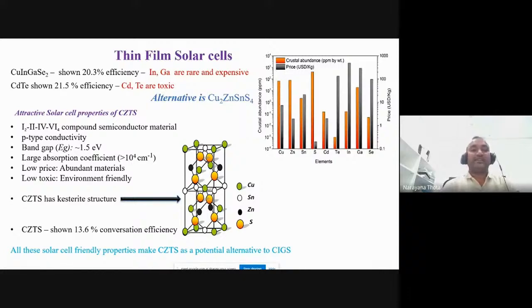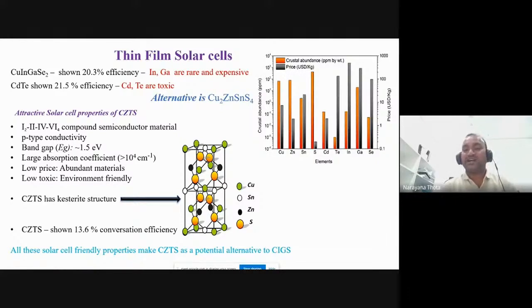The point here is that, efficiency-wise, these are very good numbers, but you can see the elements indium and gallium are rare and expensive materials. In the second type, the cadmium telluride solar cell, cadmium and tellurium are very toxic materials. For current users, it is okay. But if you want to extend solar cell production to the multi-terawatt scale, then the availability, toxicity, and cost of these materials will come into the picture.